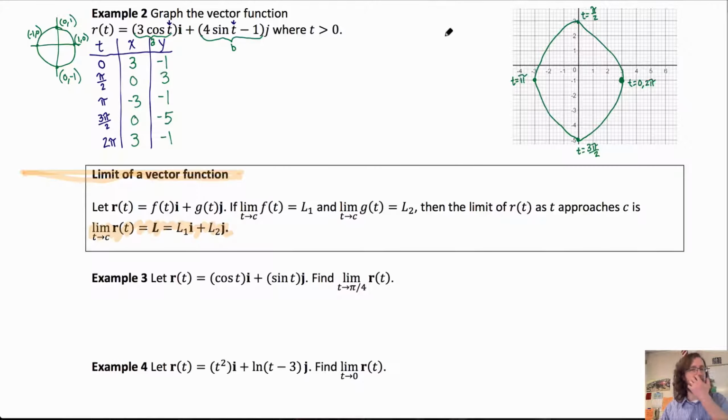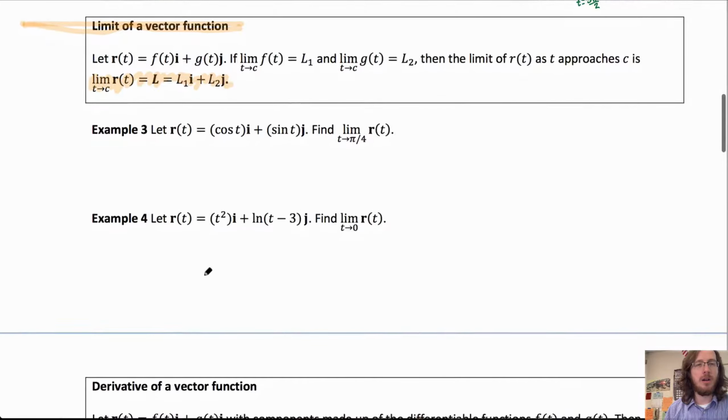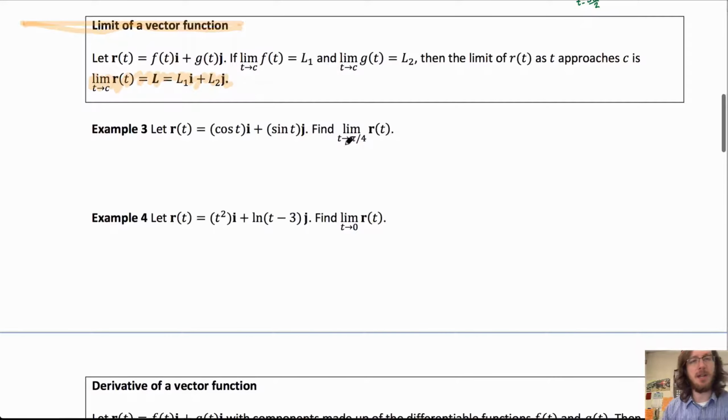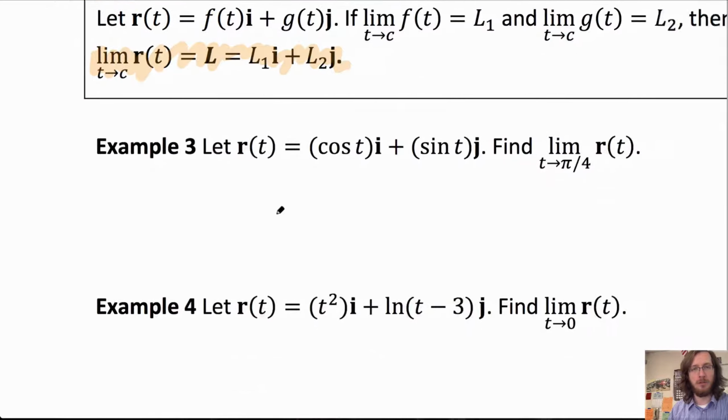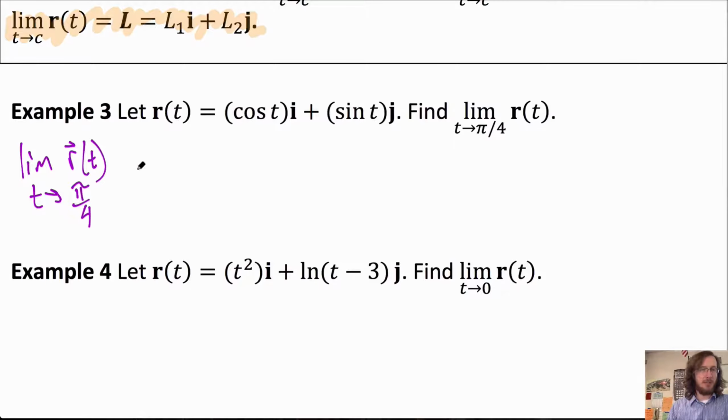Okay, so let's look at a couple of quick examples finding the limit of a vector function. In example 3, it says let r of t equal cosine of t i plus sine of t j. We want to find the limit of r of t as t approaches pi over 4. So we want to find the limit of vector r of t as t approaches pi over 4.